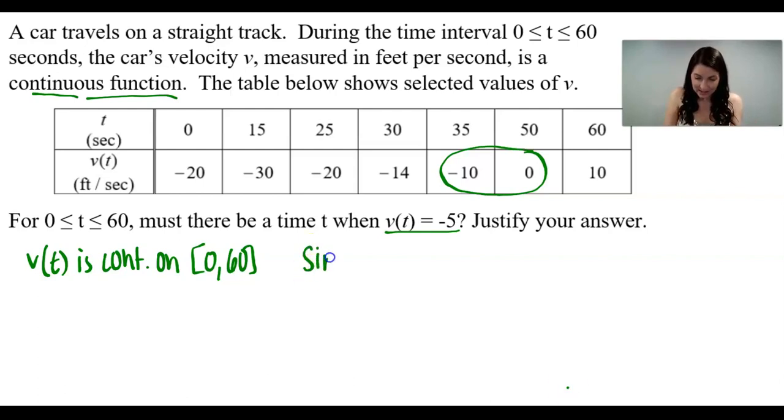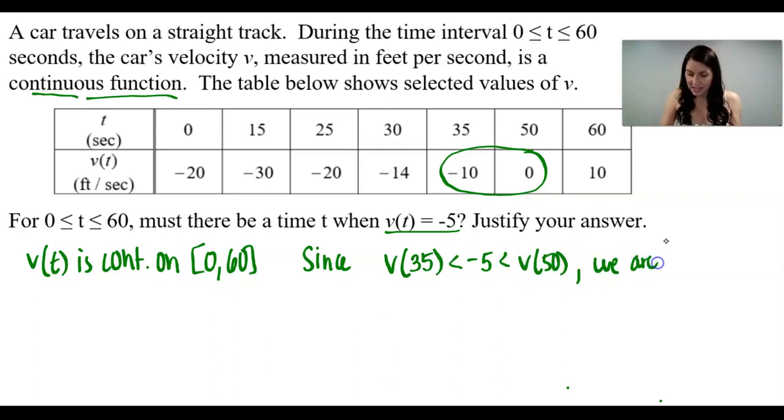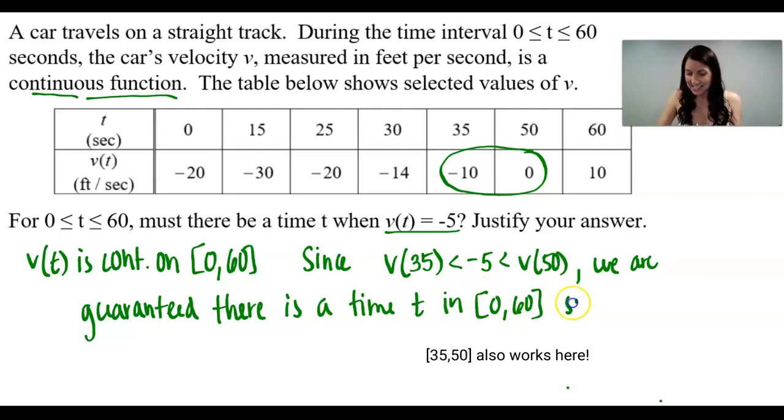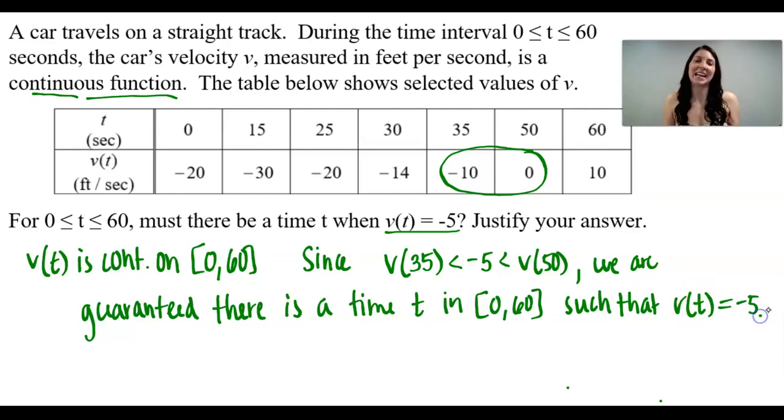So, since v of 35, which is -10, is less than -5, and -5 is less than v of 50, we are guaranteed there is a time t, now in the closed interval 0 to 60, such that the velocity does reach -5.